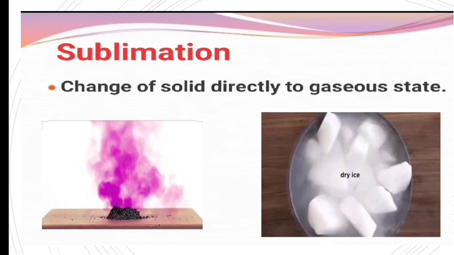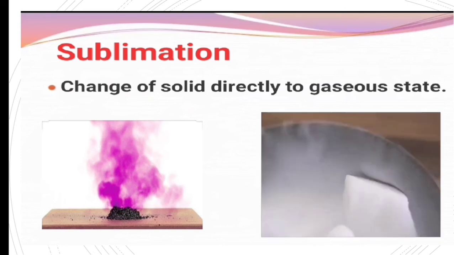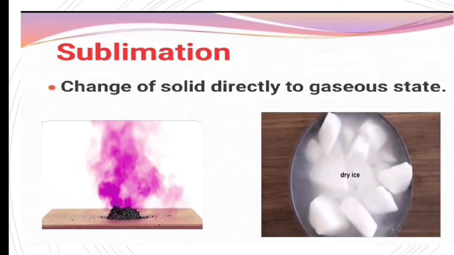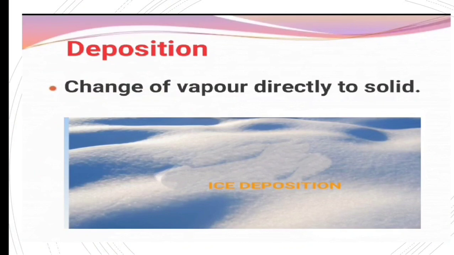Next is sublimation. Here the solid directly changes to gas. In this example you can see iodine is a solid matter, it's directly changing to vapor. And dry ice is solid, it is also changing directly to gas. The next process is deposition. Here the vapor directly changes to solid.